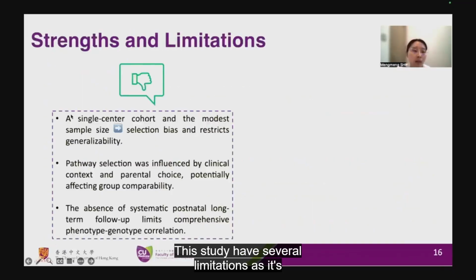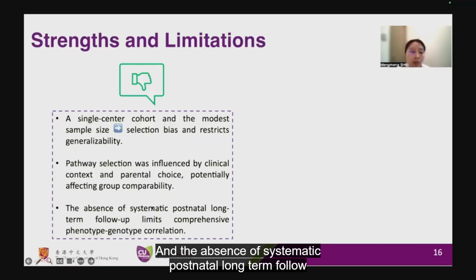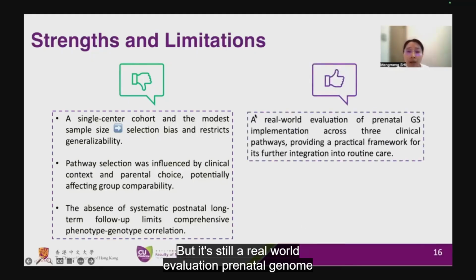This study has several limitations as it's a single center cohort with a minimal sample size. There is obviously some selection bias. And the pathway selection was also influenced by the clinical context and the parental choice, potentially affecting the group comparability. And the absence of systematic postnatal long-term follow-up limits the comprehensive phenotype-genotype correlations. But it's still a real-world evaluation of prenatal genome sequencing implementation across 3 clinical pathways, providing a practical framework for its further integration into routine care.